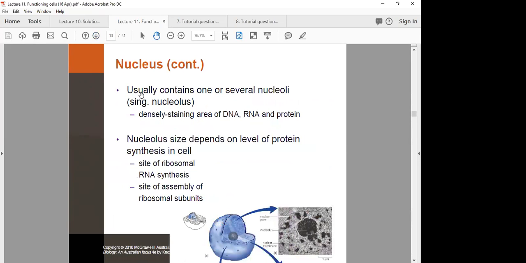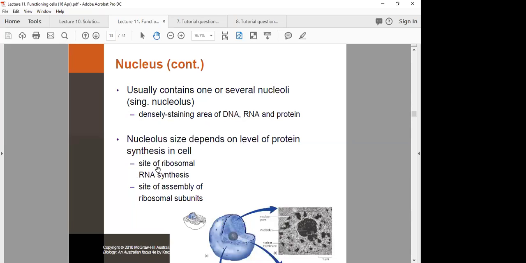All right, so we've seen that the nucleus contains one or more nucleoli, singular nucleolus. These are the dark staining regions that we can see in this image here. The reason that they're so densely staining is because they're very, very concentrated regions of DNA, RNA, and protein. So there's a lot going on in those regions within the nucleus. The nucleolus size and the number of nucleoli really depends on how active that particular cell is.